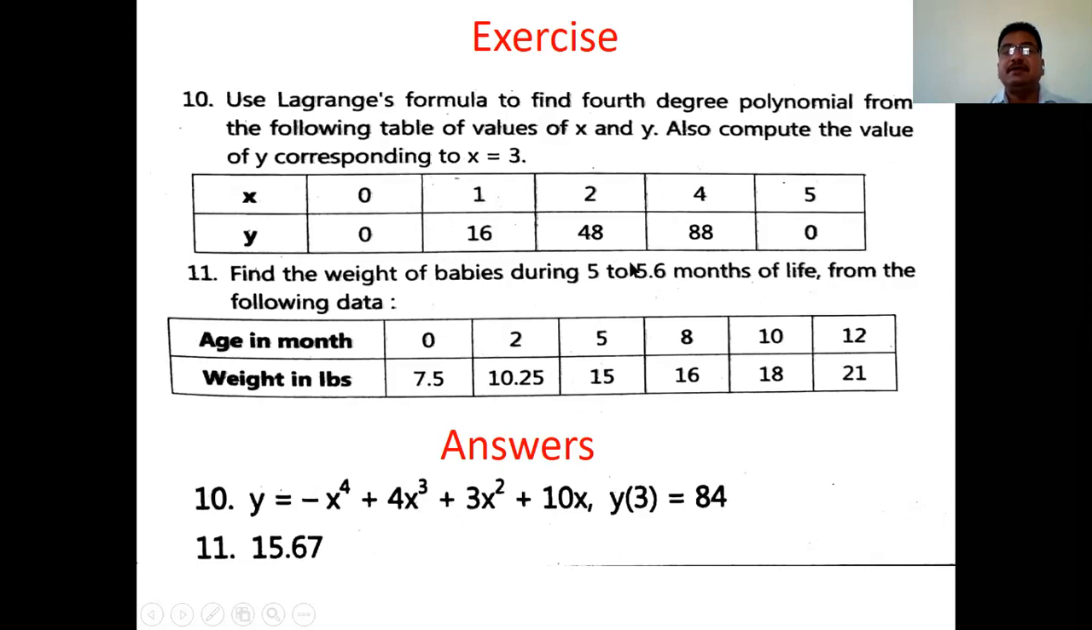15.67. This is the value corresponding to 5.6, and the weight of babies during 5 to 5.6 of life. So if we have to count this number, then apply 15.67 minus 15, that is 0.67 is the answer of this question. Find the weight of babies during 5 to 5.6. So the answer is 0.67. This is the answer corresponding to 5.6.